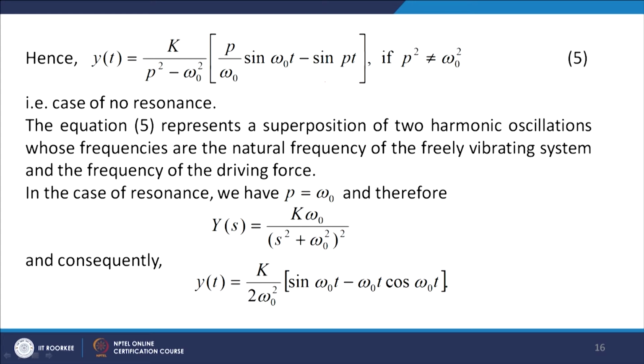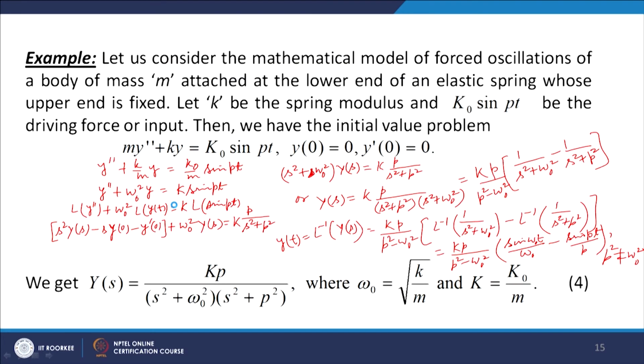The equation 5 represents a superposition of two harmonic oscillations, sin omega naught t and sin pt, whose frequencies are the natural frequency omega naught of the freely vibrating system and the frequency of the driving force, given by sin pt. So, in the case of resonance, we have p equal to omega naught. When p is equal to omega naught, Y(s) will become k p upon (s square plus omega naught square) whole square.